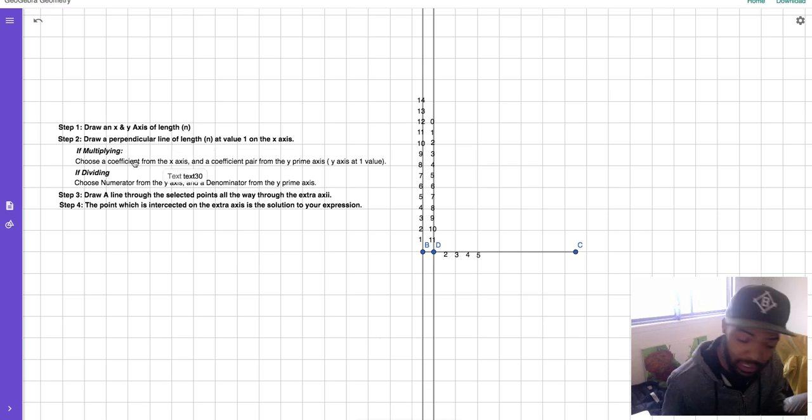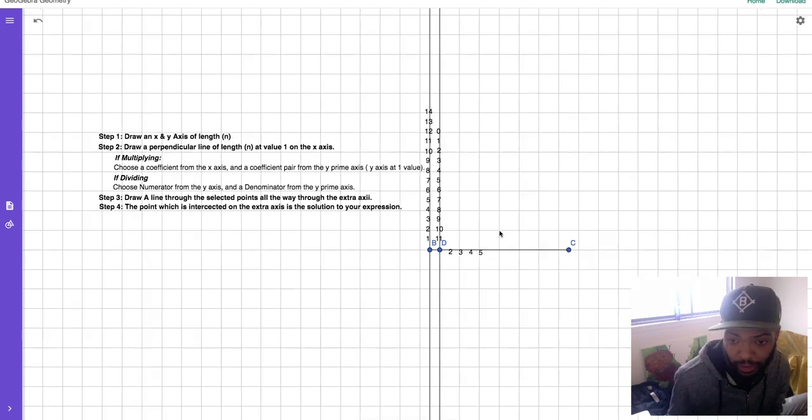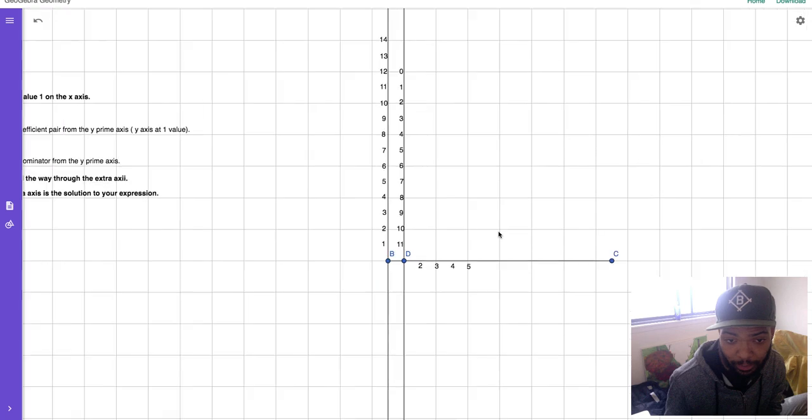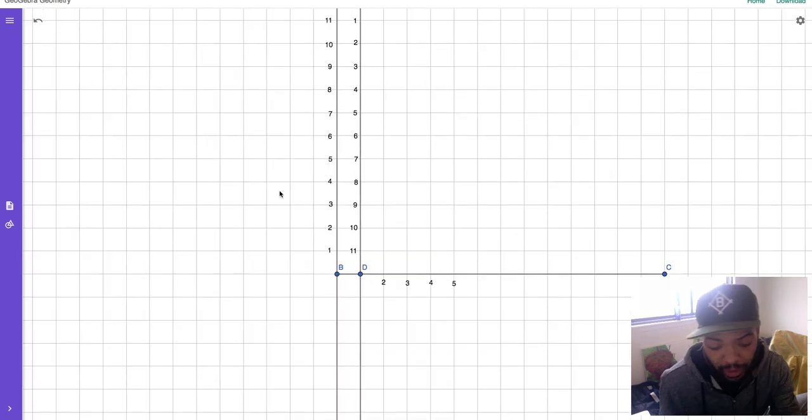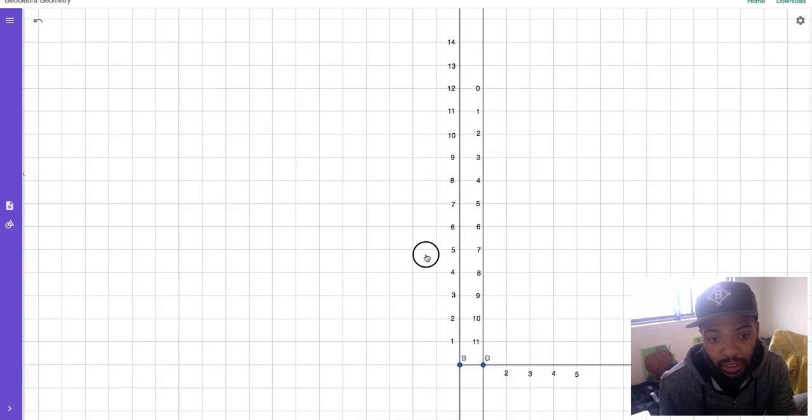So let's start off with multiplying. So we're going to choose a coefficient on our x-axis. So let's say 4, and let's zoom in a little bit so that we get that 4 line. Oh, I didn't think it would do that.